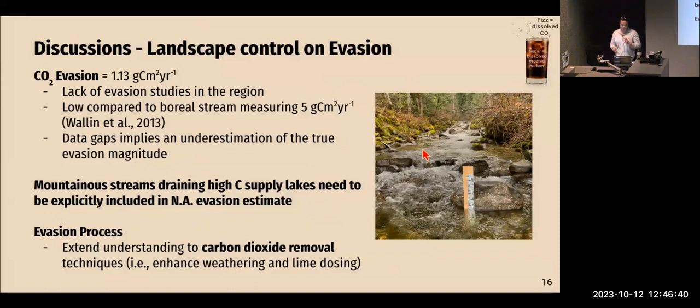And these evasion dynamics shown here extend our understanding of how landscape controls evasion, with carbon supply and then diffusion versus turbulent forms of control. It's also important in a carbon capture context. For example, novel techniques like lime dosing, where they crush lime rocks and put them into freshwater streams, facilitate uptake of atmospheric CO2 into the stream. And for these techniques, they need to prove long-term storage as the water enters the ocean.